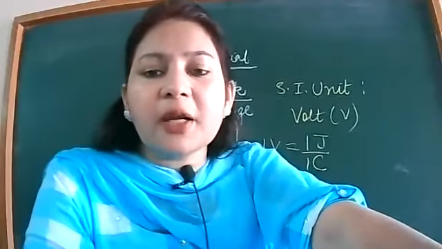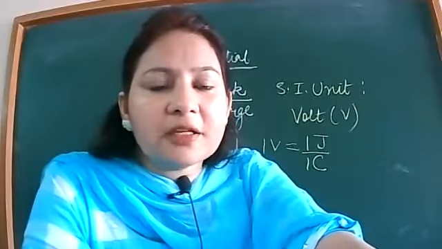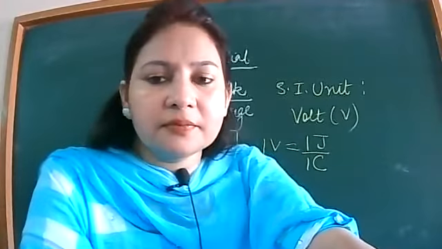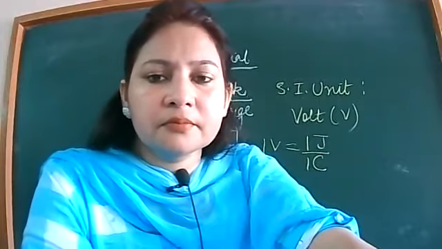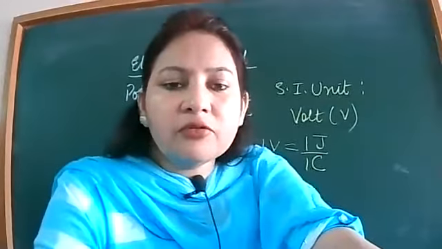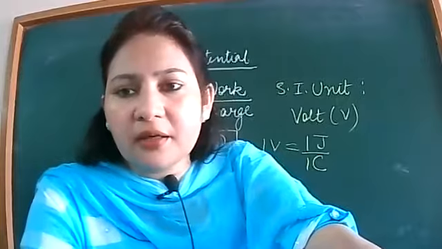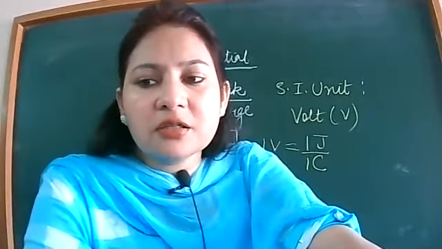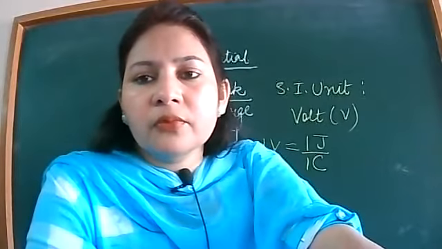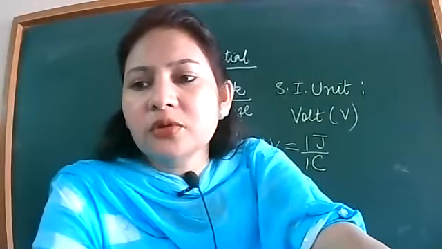1 volt, which is the unit of potential. Write down: 1 volt is the potential at a point when 1 joule of work is done to bring 1 coulomb of charge from infinity to that point.